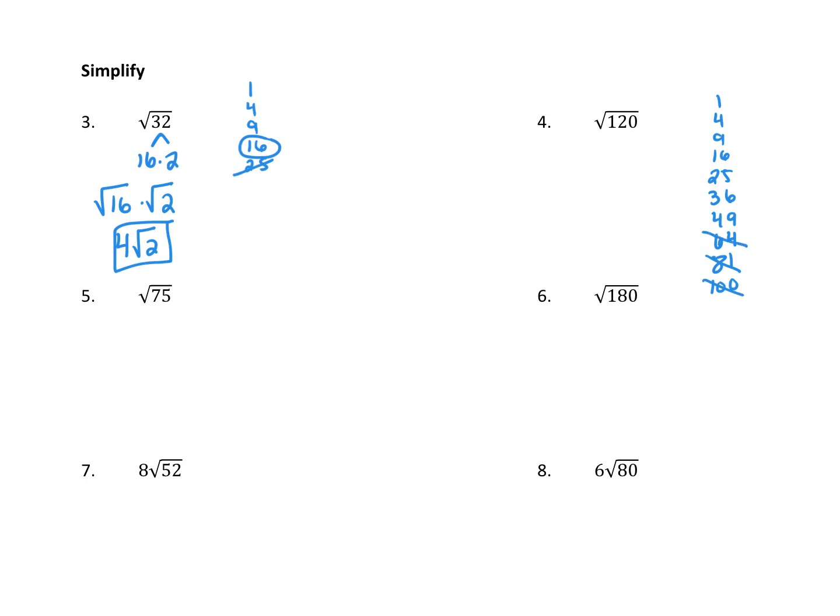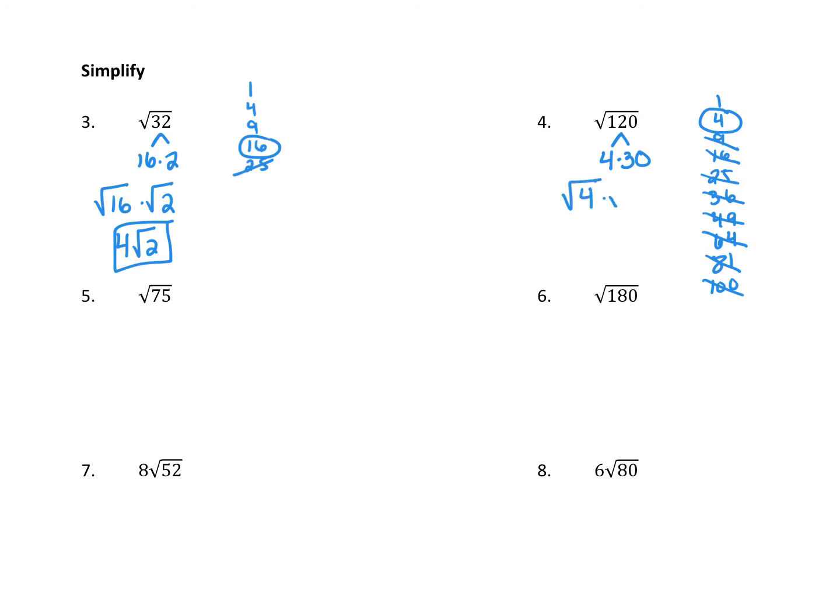64 does not go into 120. 49 does not. 36 does not. 25, nope, does not. 16 does not. 9 does not. So actually 4 is the biggest number that goes into 120. So 120 divided by 4 is going to give me 30. So 4 times 30 is 120.